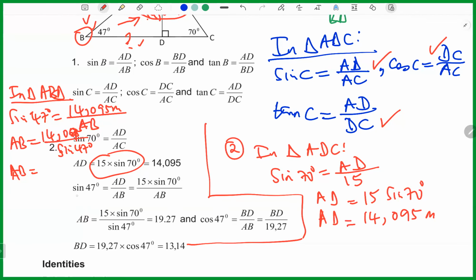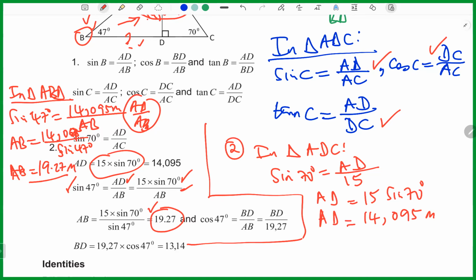It is exactly what was done here, because they considered the sine of 47 degrees, which is AD over AB, which is what I have worked on here. So it's exactly what the examiner got to. The steps are actually the same. So AB is going to be 19.27 meters. That is the length of the side AB.